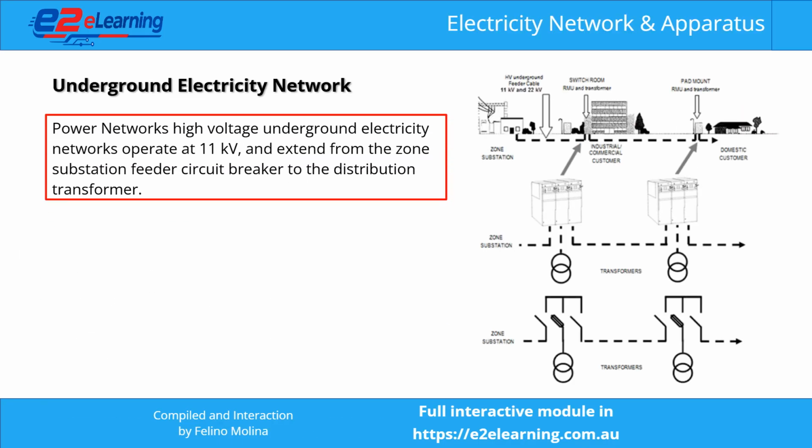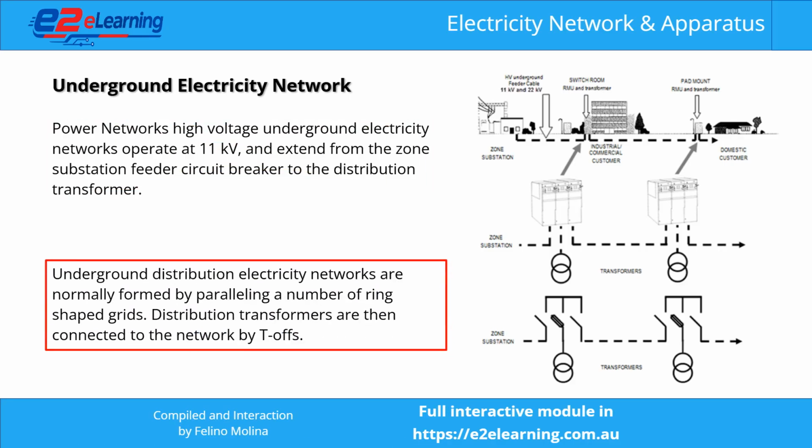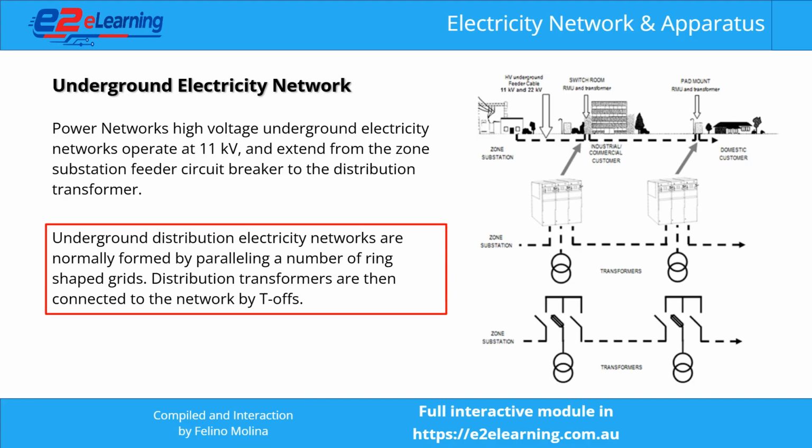Power networks. High-voltage underground electricity networks operate at 11 kV and extend from the zone substation feeder circuit breaker to the distribution transformer. Underground distribution electricity networks are normally formed by paralleling a number of ring-shaped grids. Distribution transformers are then connected to the network by T-offs.